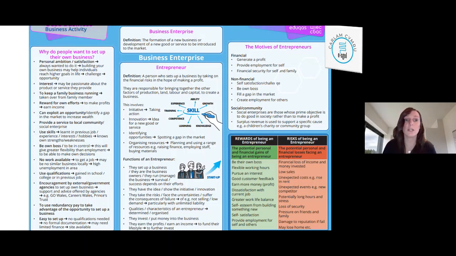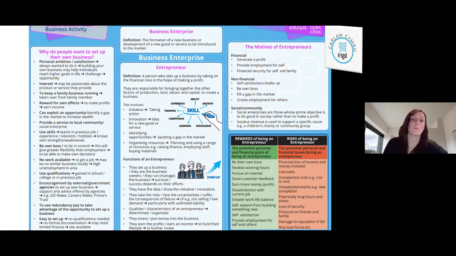So you've got personal ambition. Maybe they've always wanted to do it. They might have an interest. They might have to keep the family business running. They might want to reward their own efforts. They could exploit an opportunity, maybe a gap in the market, in the community. Maybe it's a social enterprise where they want to provide the local community with something. It could be that they're using skills from previous jobs. Maybe they've been made redundant and they need to get themselves a job, so they want to open their own business. It could be that they want to be their own boss, so they want to be in control of what hours they work, how much profit they're making, and their flexibility of employment.